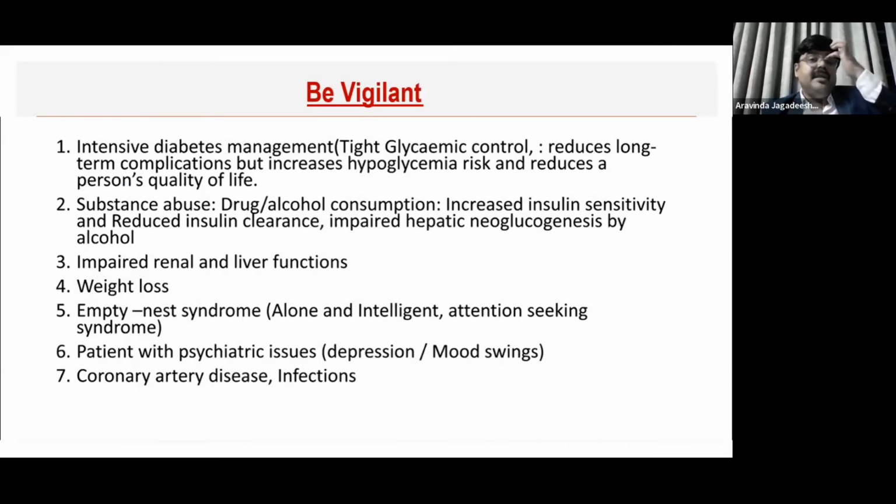Always be vigilant. Intensive diabetes management, that is tight glycemic control, reduces long-term complications, but increases hypoglycemia risk and reduces a person's quality of life. Substance abuse like drug and alcohol consumption, increased insulin sensitivity, and reduced insulin clearance, impaired hepatic gluconeogenesis by alcohol, impaired renal and liver function, weight loss, empty nest syndrome, that is alone and intelligent, attention-seeking syndrome. This may also be a problem. Patients with psychiatric issues like depression and mood swings. Next, coronary artery disease and infection.